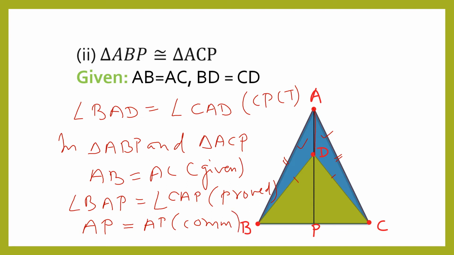So you can write triangle ABP is congruent to triangle ACP. Can you identify the congruence condition? This was your side, this was your angle, and this was your side. So here the condition was SAS congruence condition.